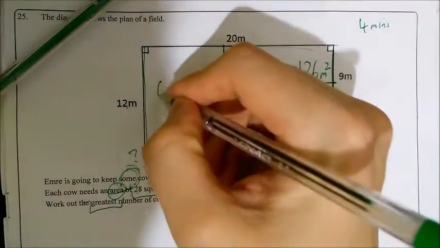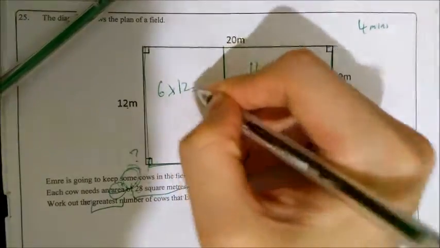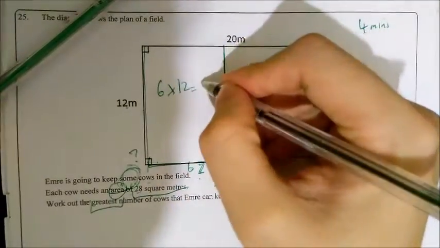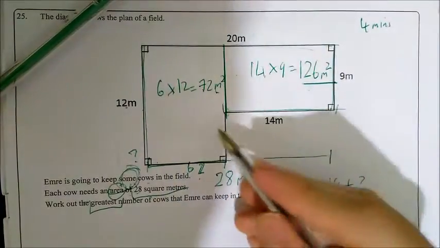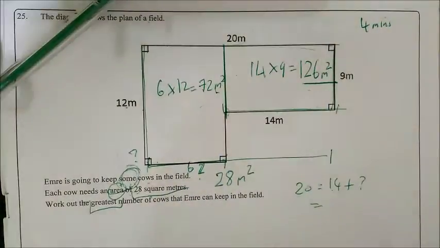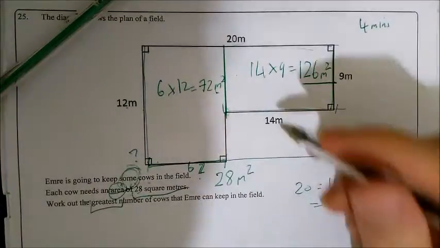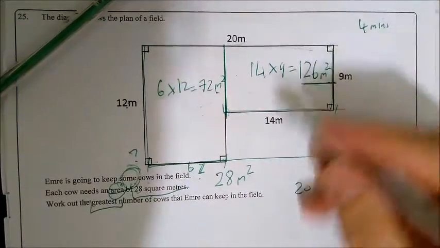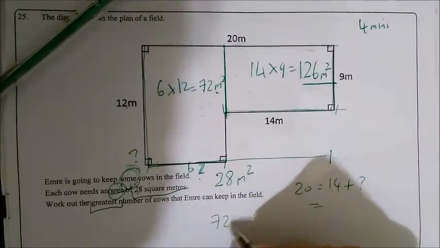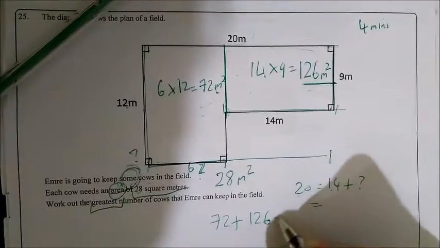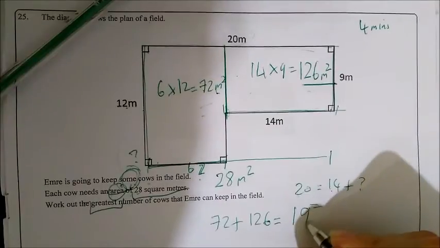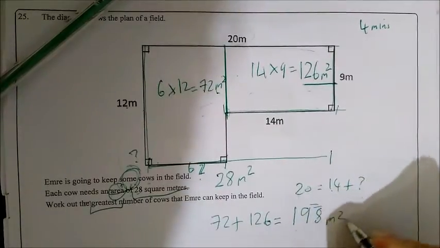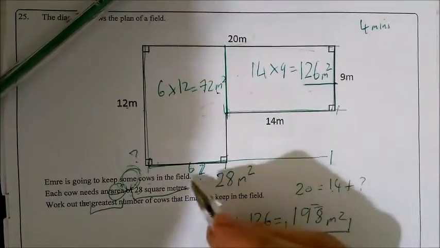My height is 12. So I do 6 times 12, which would give me 72 meters squared. Boom. There we go. I believe that's the 2nd mark as well. So my total area, 72 plus 126, and this in fact is the 2nd mark, should be 198 meters squared. So I now know the area of the field.